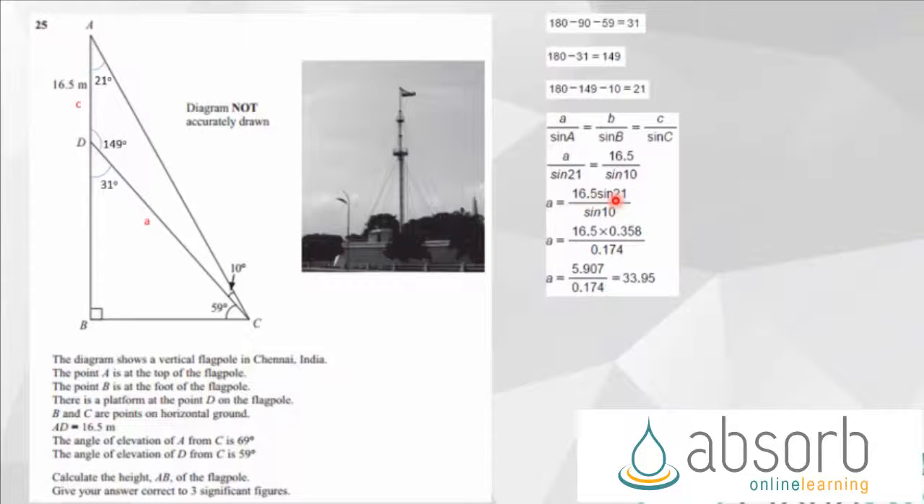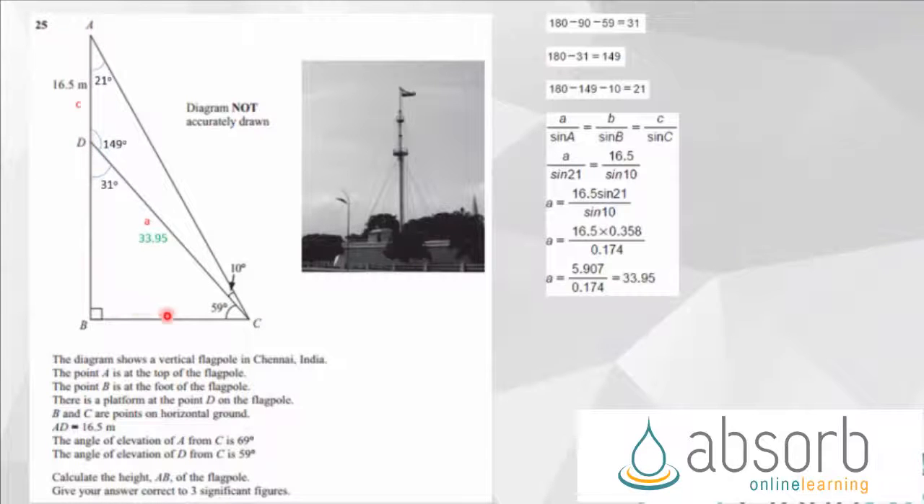Notice that I'm doing this a step at a time in the calculator. I'm working out sine 21, writing it down. This is the way it should appear on your paper in order to avoid calculator errors and losing marks. All the way through here, I'm possibly picking up marks, so it's important to show every step. Then I do sine 10 and write that down in here. Finally, I multiply these two numbers together and divide to get an answer of 33.95. So we know that the length of this hypotenuse is 33.95.